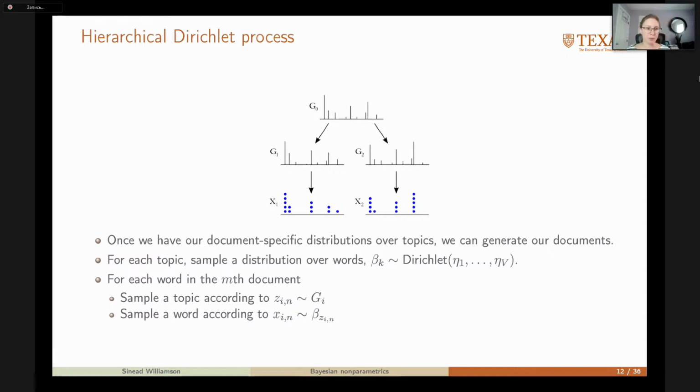And then we're going to do exactly the same as we did before. We're going to sample topics according to that local Dirichlet process. Then we're going to look at that topic-specific beta, and we're going to sample the words. And then we're going to crank our inference engine so that we can infer what those topics are and what those distributions over topics are.